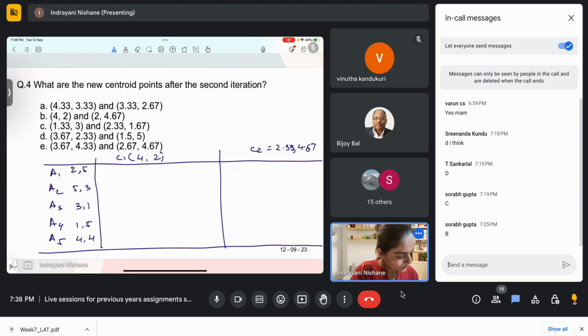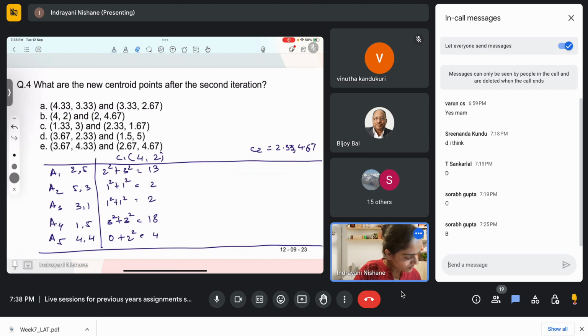Using the same thing we will do 2 square plus 3 square, 1 square plus 1 square, 1 square plus 1 square, 3 square plus 3 square, and 0 plus 2 square. So this is 9 plus 4, 13, 2, 2, 9 and 9, 18, 4. We don't need to keep so much distance, so we'll just do this.